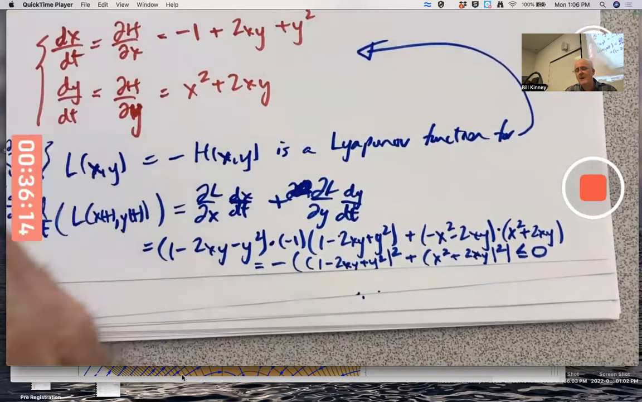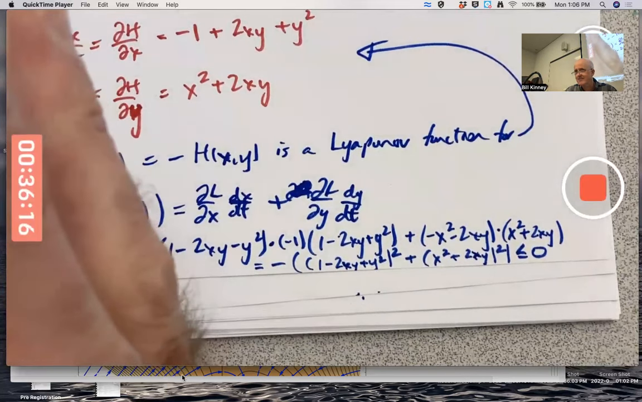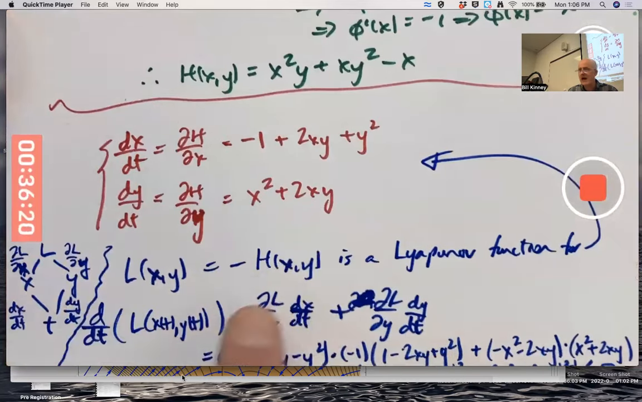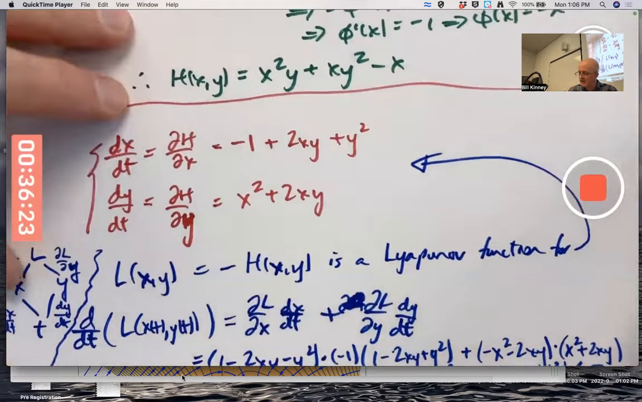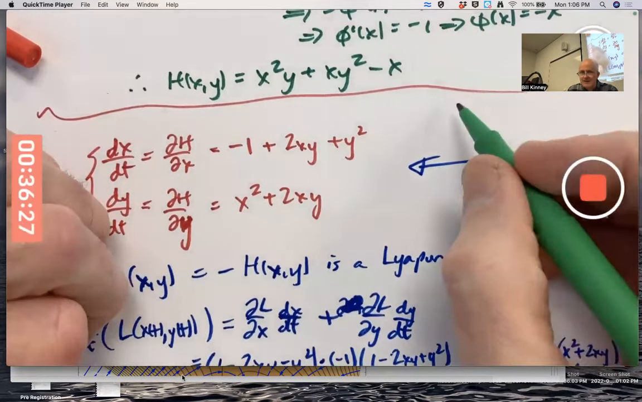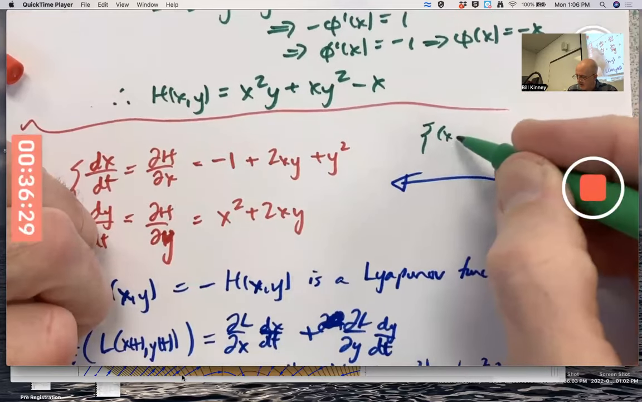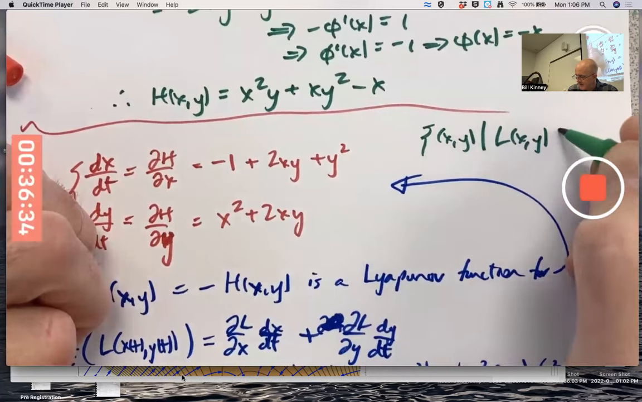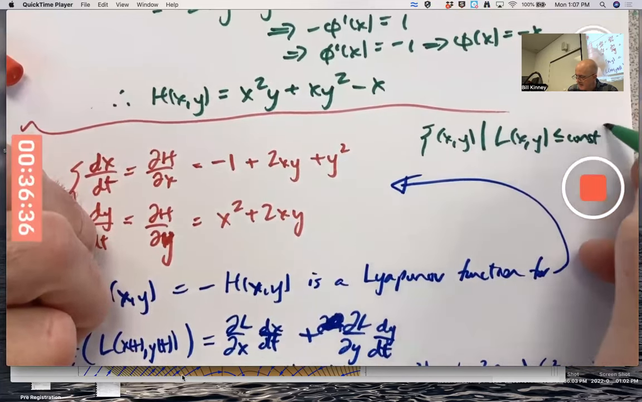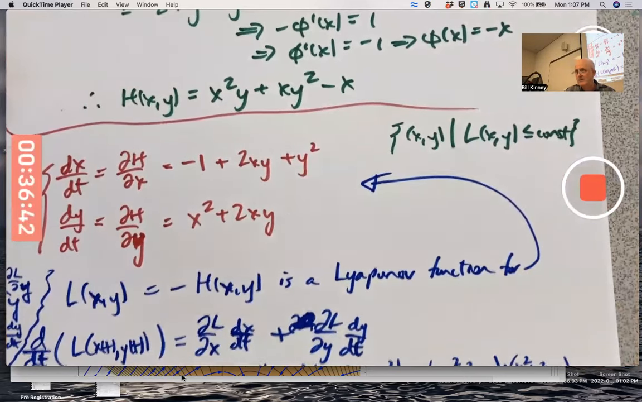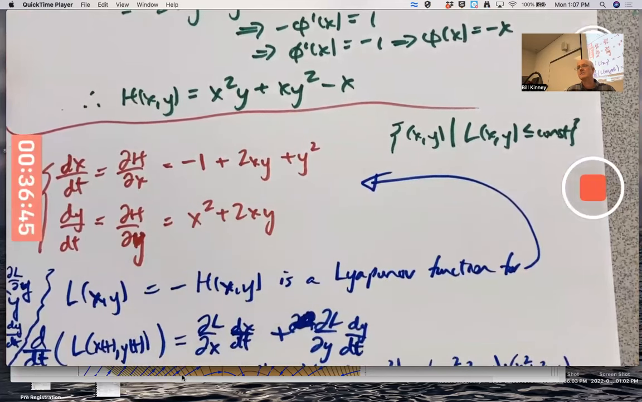I also talk about trapping regions sometimes. Essentially, trapping regions, when you've got a Lyapunov function, are defined to be sets of points x, y, where your Lyapunov function is less than or equal to some constant. Once a solution curve gets in a trapping region, it's got to stay in there. Can't get out. That's why it's called a trapping region.